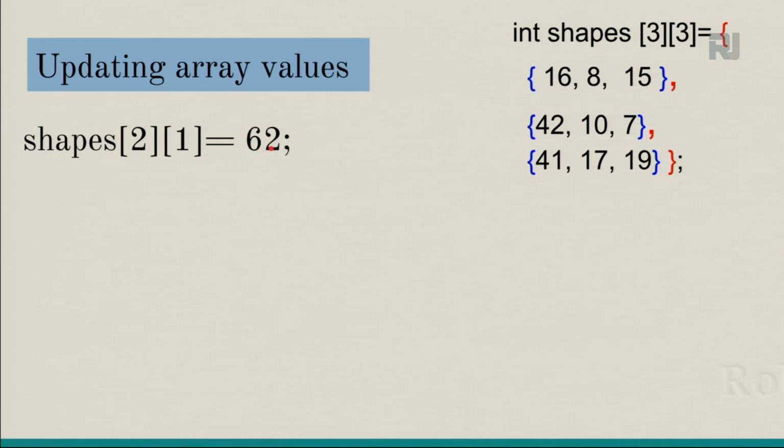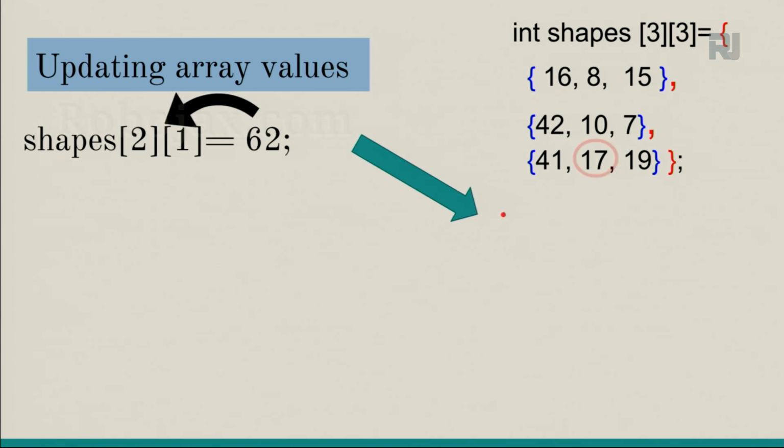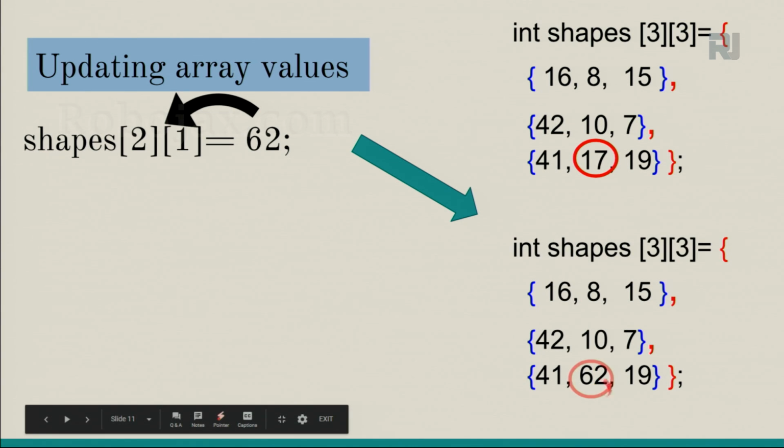This time we want to put 62 in the position of row 2, column 1. As you can see, row 2 means row 0, 1, 2, and then column 1, that is 17. We want to replace it with 62. It now becomes 62.